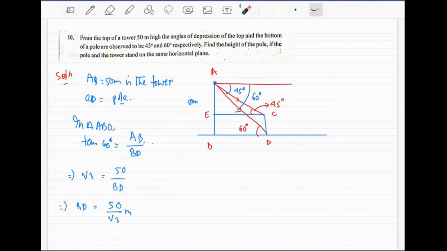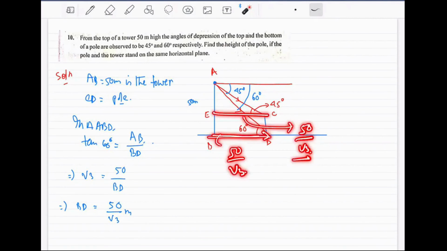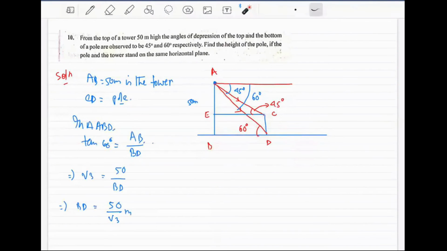Okay, now BD is how much? 50 by root 3. So this part will also be 50 by root 3, isn't it? Because they are the same, BD and EC, because they are the opposite sides of a rectangle. This part forms a rectangle. So BD will be equal to EC. So you say here, therefore, BD is equal to EC is equal to 50 by root 3 meter.